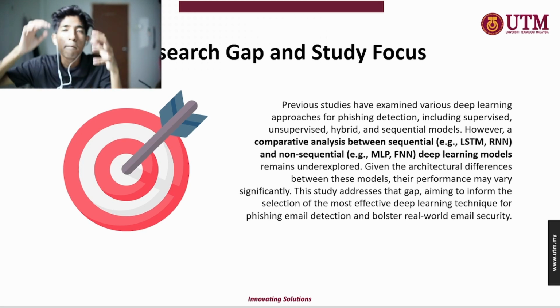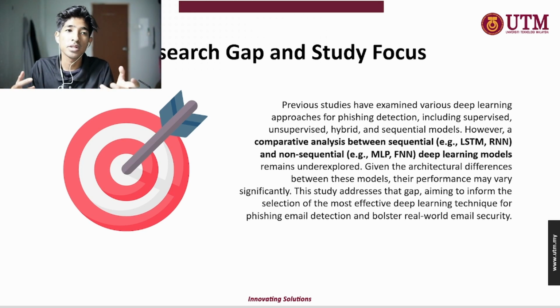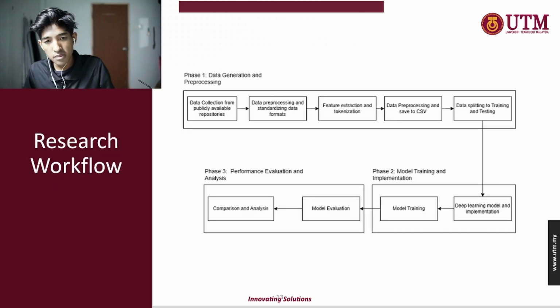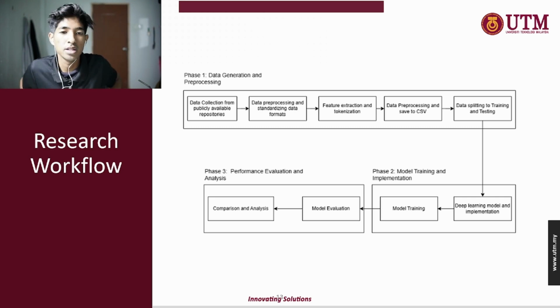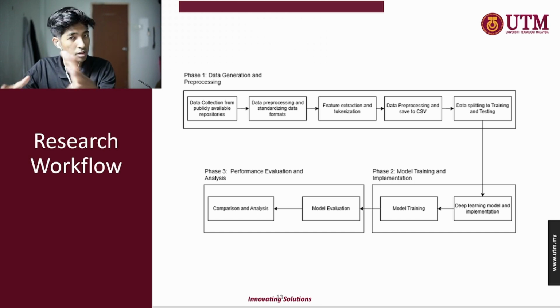Okay, because these two architectures are widely different, we are asking the question: could that mean the difference between what's good to be applied to a real-life system and what's not good to be applied, right? And so this is our research workflow. We can divide it into roughly three phases. Phase one is data generation and pre-processing. First, we collect data from publicly available repositories like GitHub or Kaggle, and then we process and standardize them. I'll talk about it more later on.